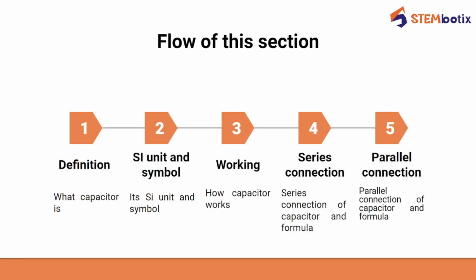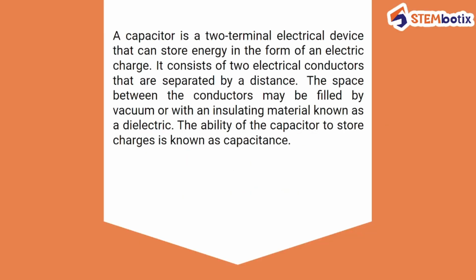So the flow of this session would be the definition, then SI unit and symbol, working of a capacitor, series connection, then parallel connection. A capacitor is a two-terminal electrical device, also a passive device, as we previously discussed, that can store energy in terms of electric charge. So it stores electric energy in the form of electric charge.